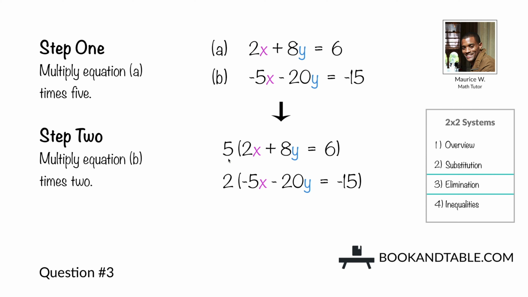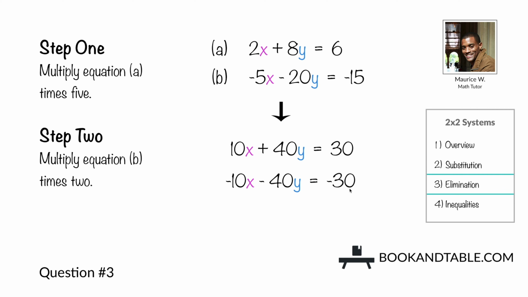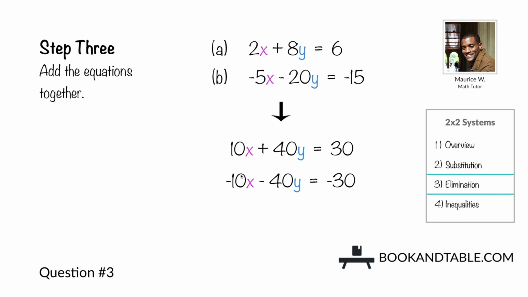And when we distribute those constants to the entire equation, we get 5 times 2x, which is 10x. 5 times 8y is 40y. And 5 times 6 is equal to 30. In equation B, we get 2 times -5x, which is -10x. 2 times -20y is -40y. And 2 times -15 is -30. So after step 2, we can eliminate x and solve for y by adding the two equations together, step 3.